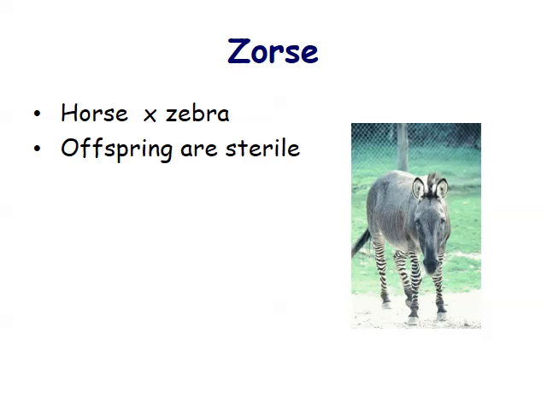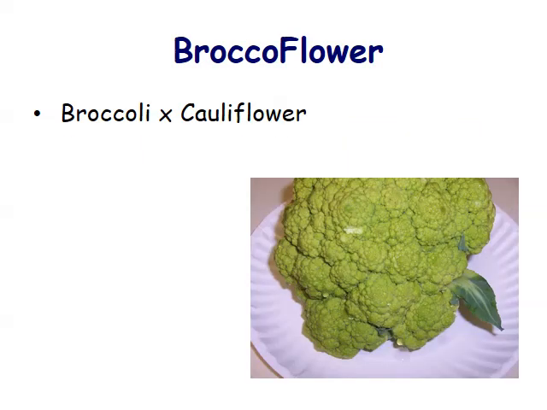Here are some cute other types of hybrids that are not their own species. One would be the zorse, when you mate a horse and a zebra. Again, if the offspring are sterile, zorses are not considered to be their own species. This is not restricted only to animals. This also occurs with plants. You may have seen or even eaten broccoli. It's when you cross a broccoli and a cauliflower.